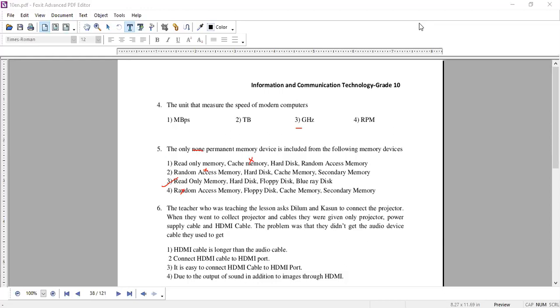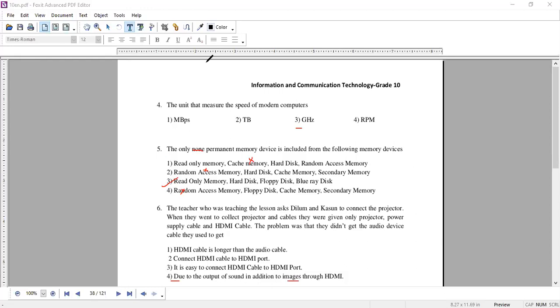Connect HDMI cable to HDMI board. It is easy to connect HDMI cable to HDMI board due to the output of sound in addition to the image through the HDMI. So that should be the answer. So sound is also coming other than the image. That means video and audio both are coming with the HDMI. Because of that, they didn't need the cable, right? So the fourth answer should be the correct one.